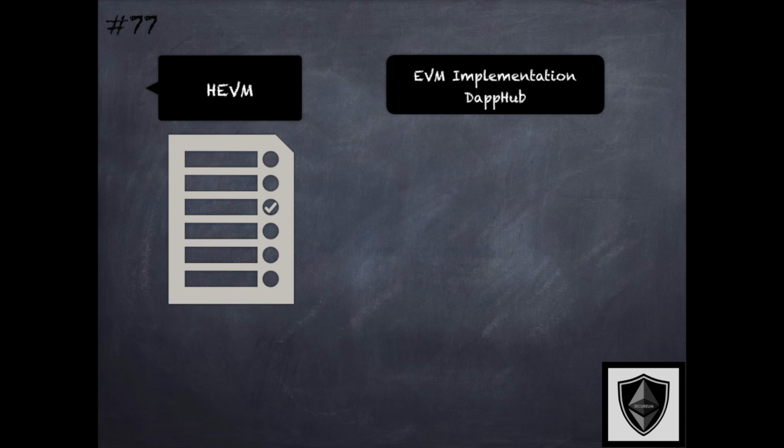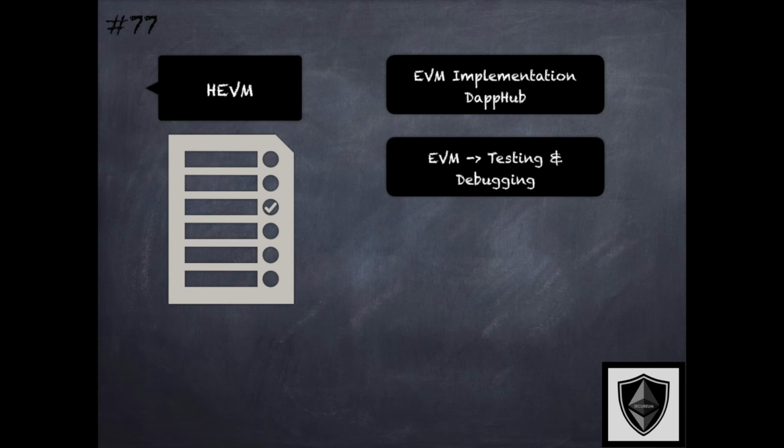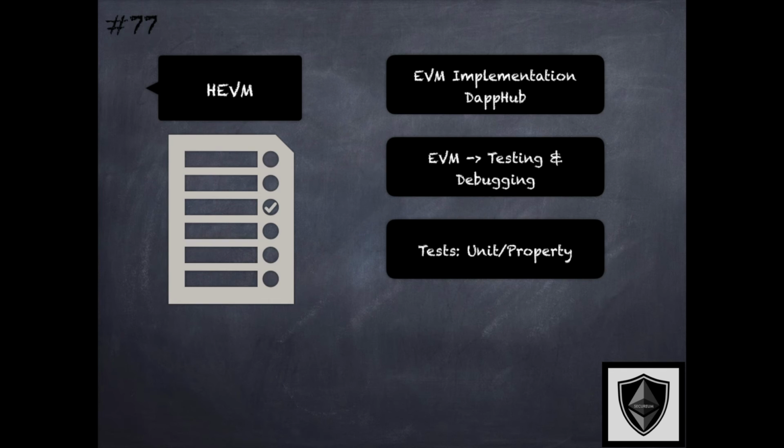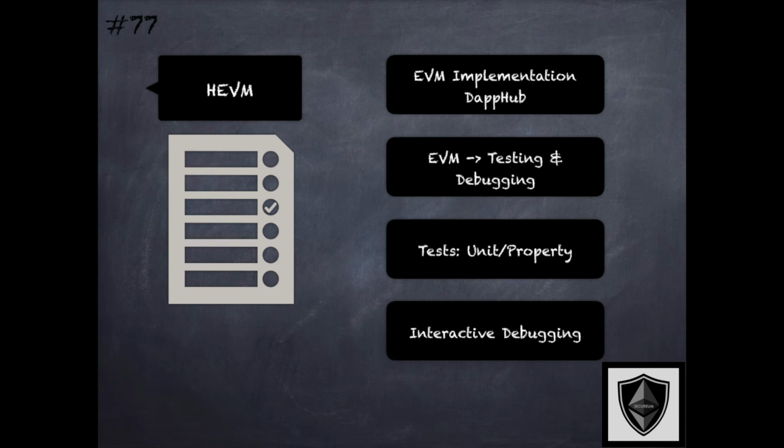DAppHub's HEVM is an implementation of the EVM made specifically for unit testing and debugging smart contracts. It can help run unit tests, property tests, and also help interactively debug contracts while showing the Solidity source code, or also run arbitrary EVM code.